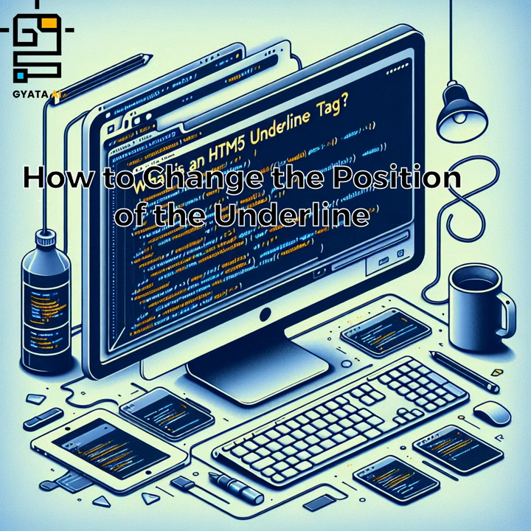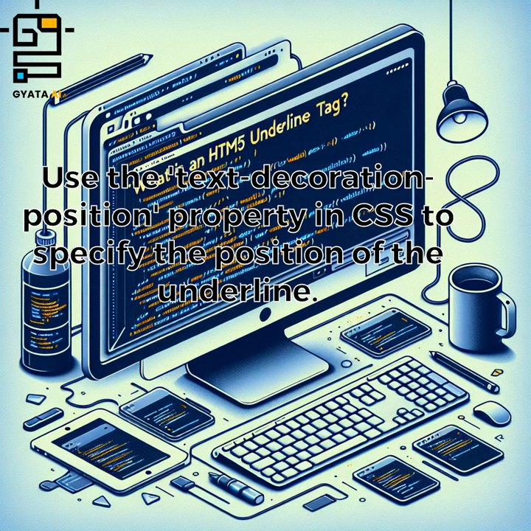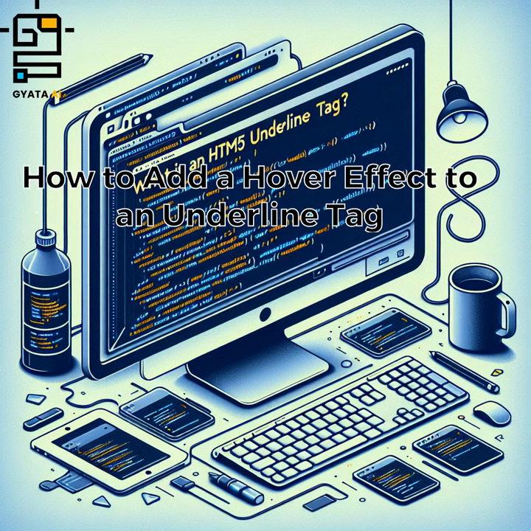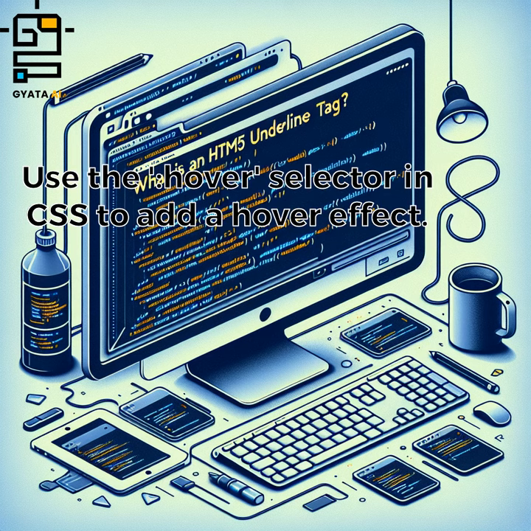How to change the position of the underline? Change the position of the underline using CSS. Use the text-decoration-position property in CSS to specify the position of the underline. How to add a hover effect to an underline tag? Add a hover effect to an underline tag using CSS. Use the hover selector in CSS to add a hover effect.